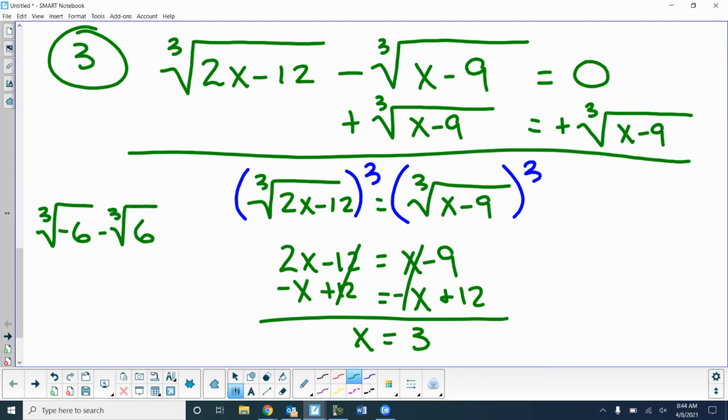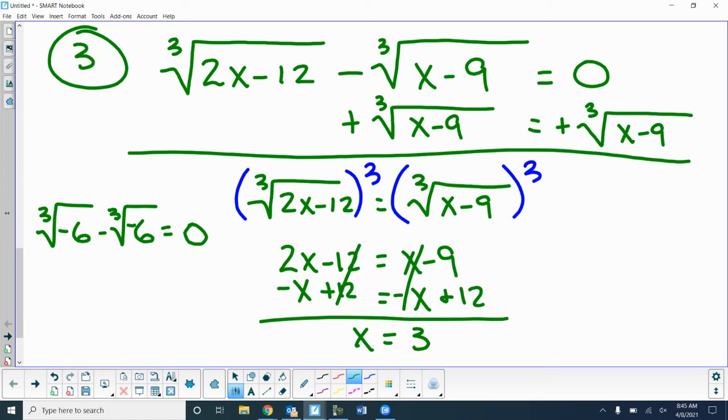Will the cube root of negative 6 minus the cube root of negative 6 equal 0? Yeah, they're the same thing, aren't they? If I subtract something from itself, I'll get 0, won't I? Okay. And it's okay to do this, the cube root of a negative, having an odd index there, right?